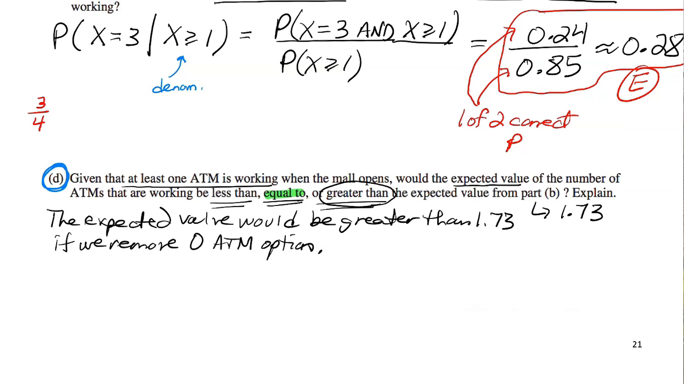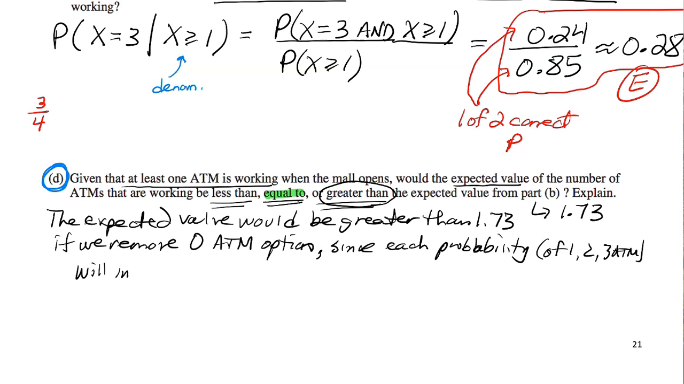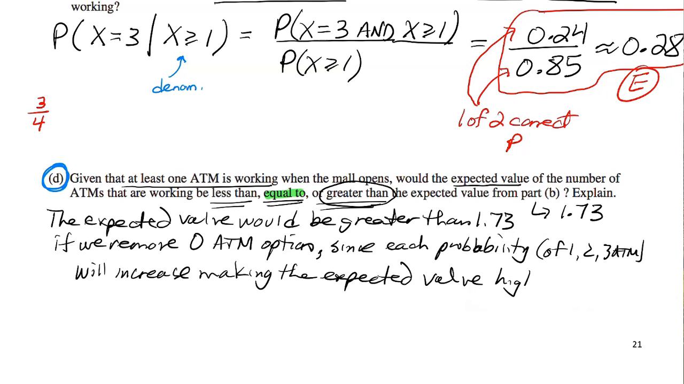So we would say remove the 0 option since each probability of 1, 2, 3 ATM will increase, making the expected value higher than 1.73.